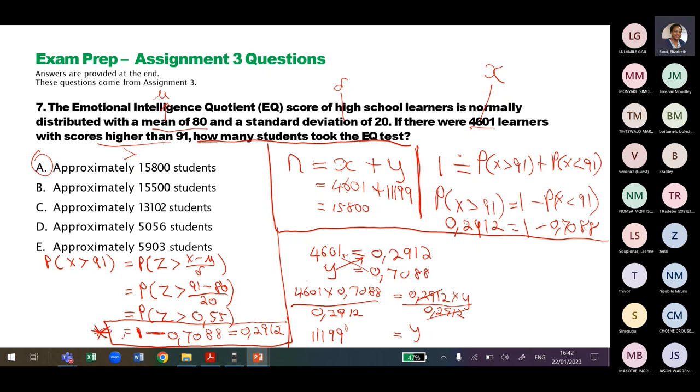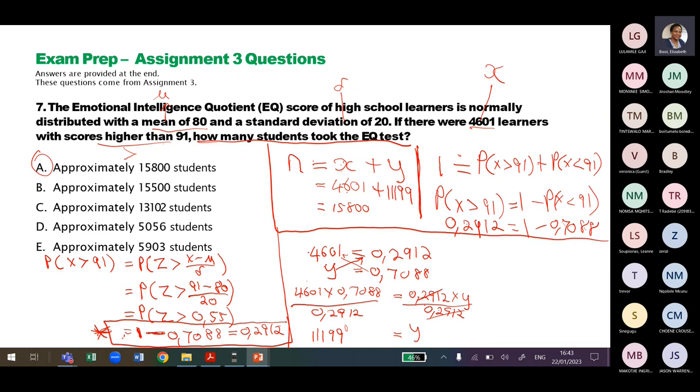If Y is unknown, but we know the proportion, we can write the formula as such, because these are those who got more than 91, and at the bottom are those who got less than 91. Then we apply the math. In order for us to solve for Y, we cross multiply. That means 4,601 multiplied by 0.7088 will be equal to the cross multiplication of Y times 0.2912. And that's what we did.